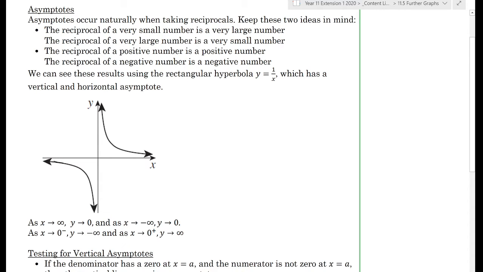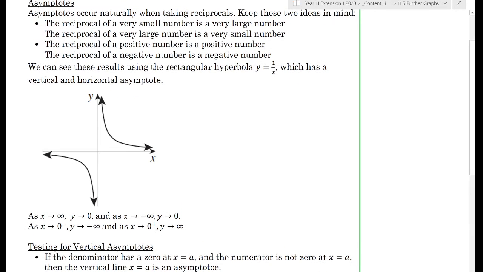And as x approaches negative infinity, from the other way, it also approaches 0. It's getting closer and closer to 0 from the negative end, so it's going up towards 0, whereas this one over here is going down towards 0. As x approaches 0 from the negative side, y is shooting down towards negative infinity. But as x approaches 0 from the positive side, getting closer and closer to 0, my graph shoots up to infinity that way.